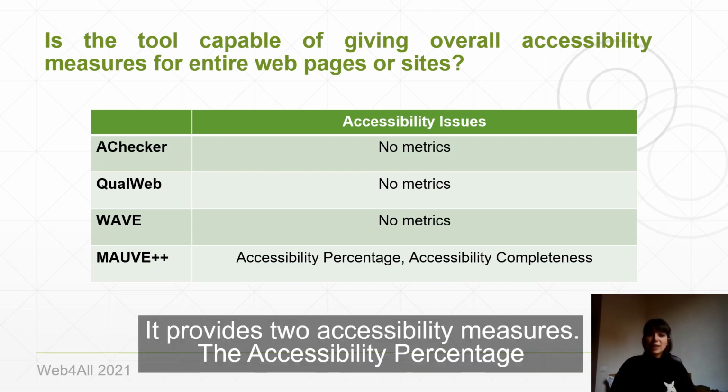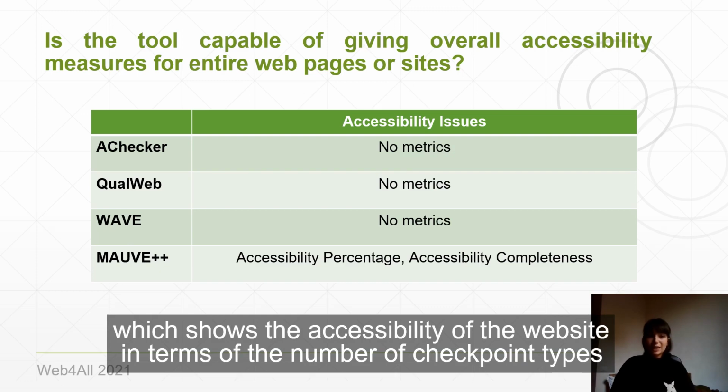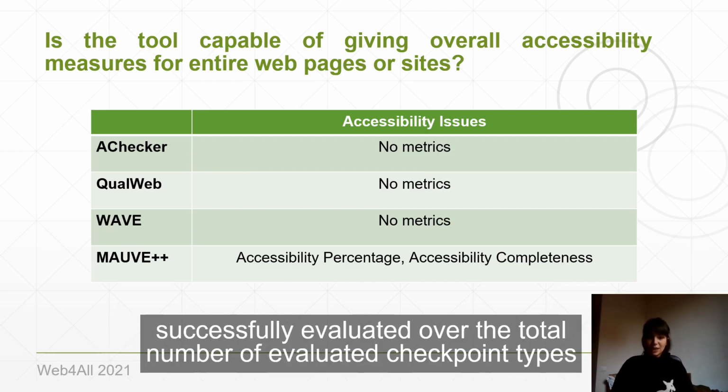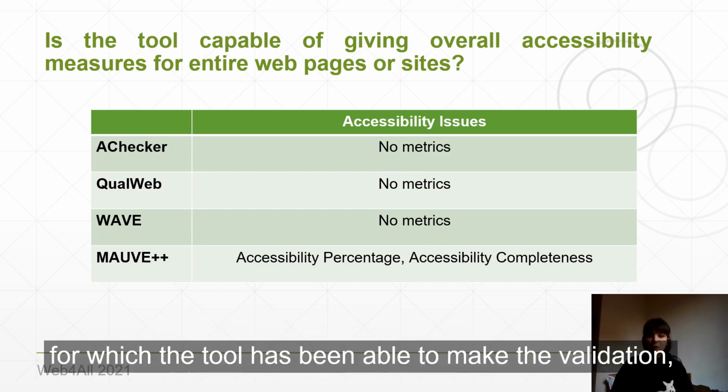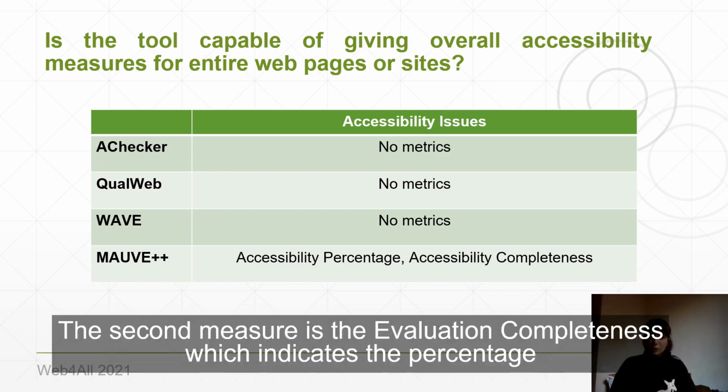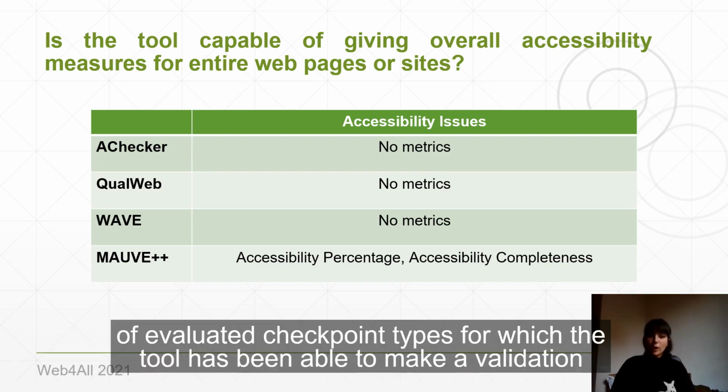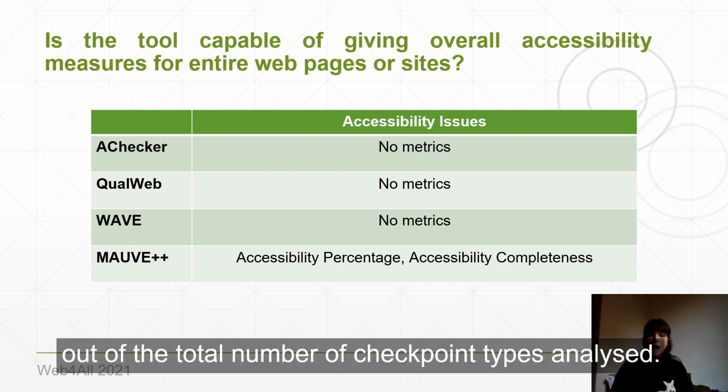It provides 2 accessibility measures: the accessibility percentage, which shows the accessibility of the website in terms of the number of checkpoint types successfully evaluated, over the total number of evaluated checkpoint types for which the tool has been able to make the validation. The second measure is the evaluation completeness, which indicates the percentage of evaluated checkpoint types for which the tool has been able to make a validation out of the total number of checkpoint types analyzed.